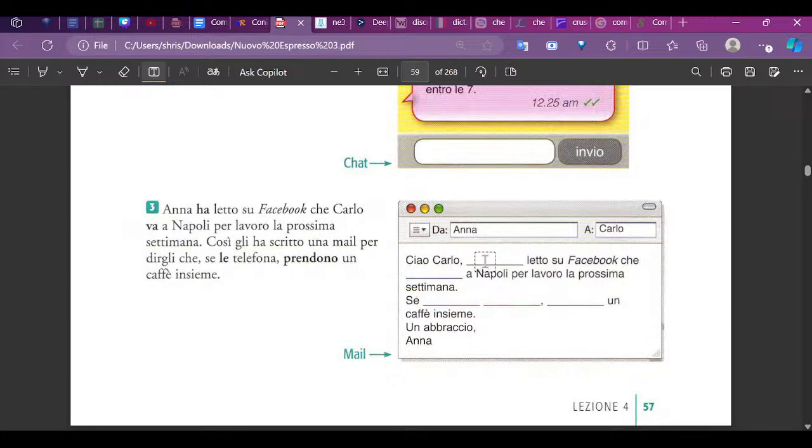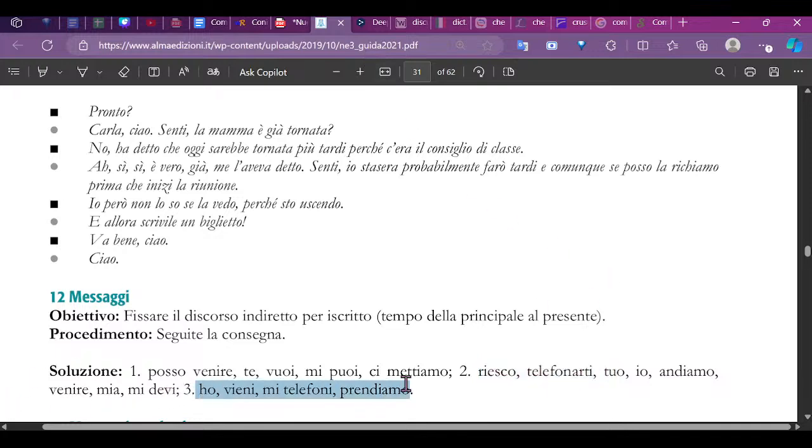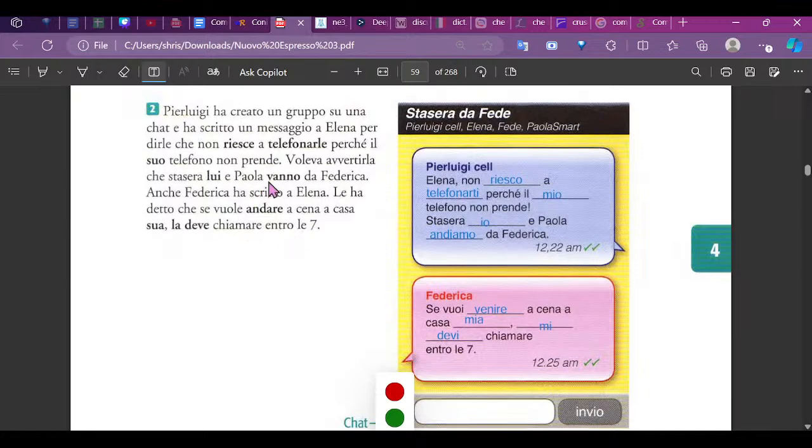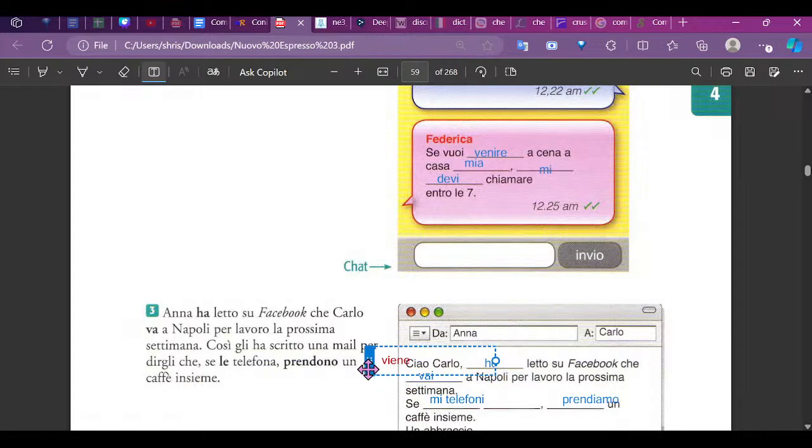Da Anna. Okay. Ciao Carlo, ho letto su Facebook che tu che vai. Se vuole, no, se telefona, se mi telefoni, prendiamo. Oh, o vieni, mi telefoni, vieni, oh, no. Venire, andare, some, because you know, in a lot of andare conjugazione, you sometimes have the VA form, so it's a bit confusing. Viene, viene, viene. Okay.